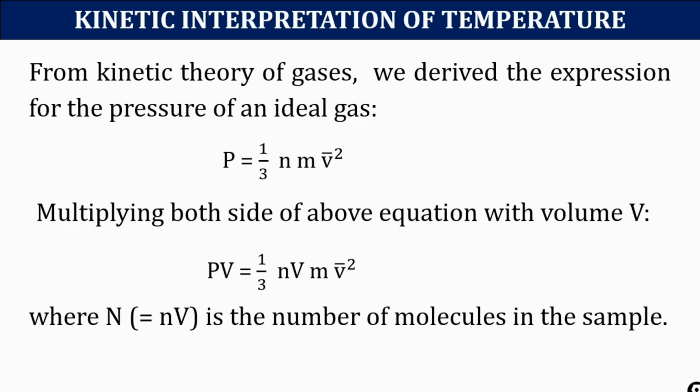Here, when we consider the product of number density small n and the volume of the given mass of the gas, it is equal to the total number of molecules present in the sample, which is represented as capital N. When we substitute, we will get PV is equal to 1 by 3 into capital N into m v bar square.